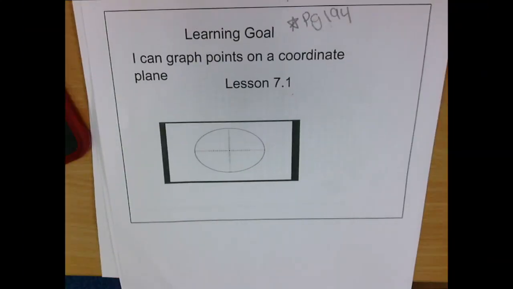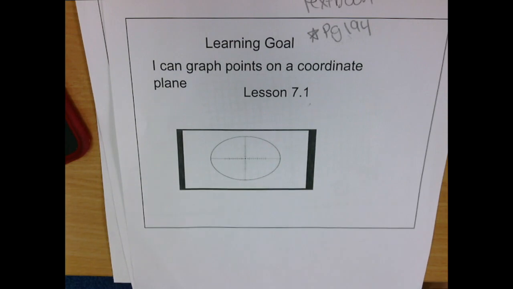So I want to wrap things up for today. I hope you had a good morning. I want to ask you something too. What is the learning goal for today? Answer the question! The learning goal was I can graph points on a coordinate plane. I want to thank you for coming to today's session, and I really appreciate it today.